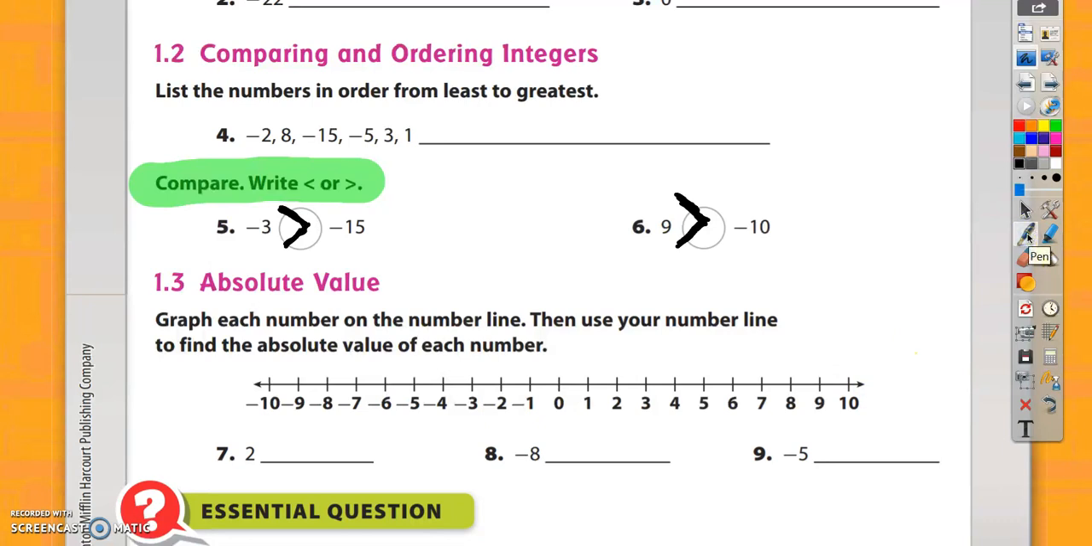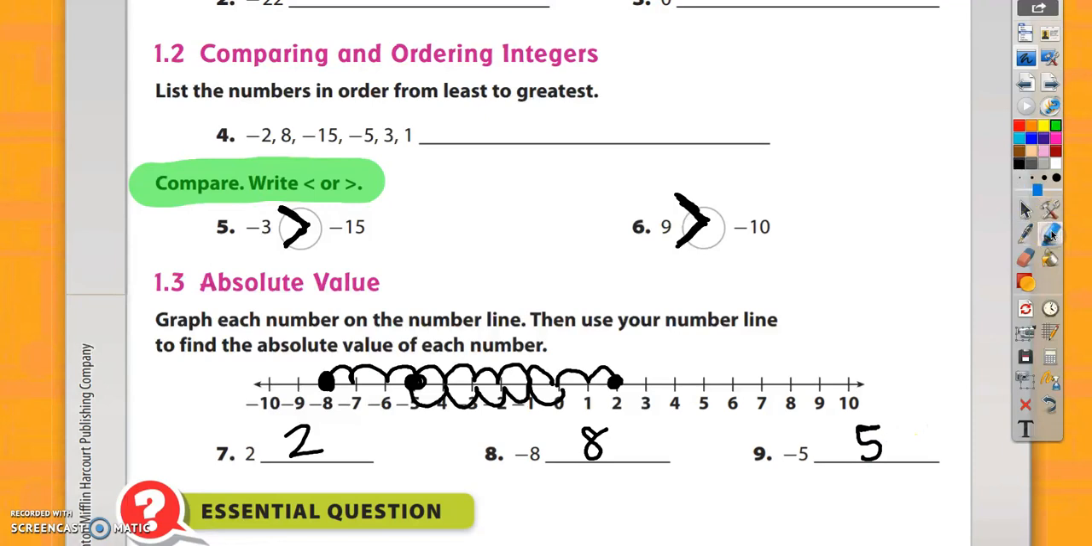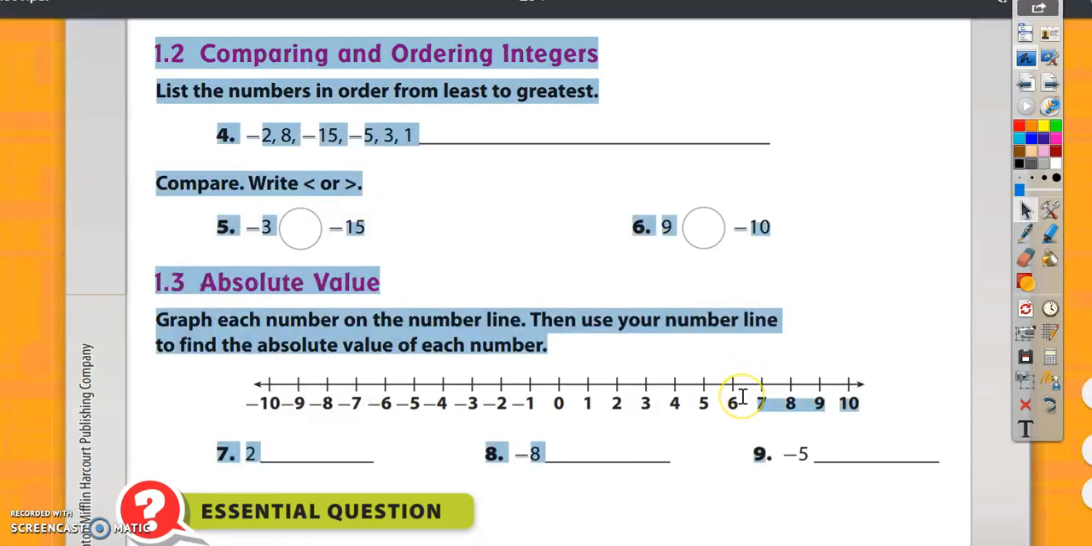Okay. 1.3 absolute value. Graph each number on the number line. Then use your number line to find the absolute value of each number. 2 right here is 2 spaces from 0. -8 right here is 1, 2, 3, 4, 5, 6, 7, 8 spaces from 0. -5 right here is 1, 2, 3, 4, 5 spaces from 0. This is a good chance to remind you that absolute values are always non-negative. The number itself can be negative, but the absolute value is non-negative. Alright, let's go on to the essential check-in question.